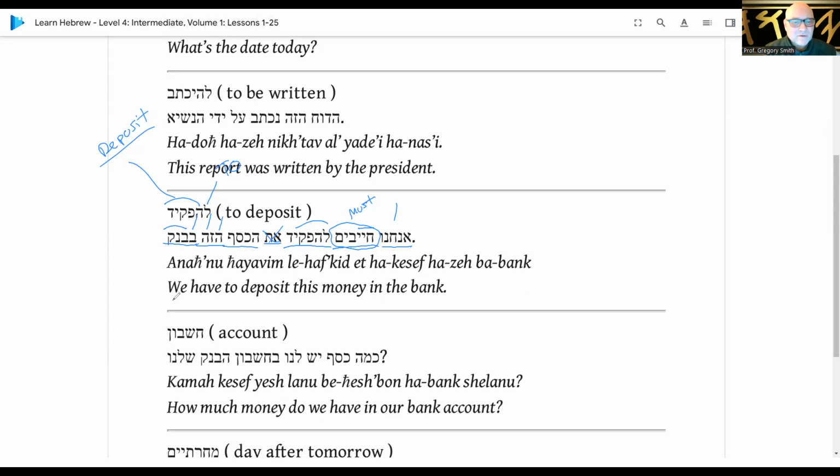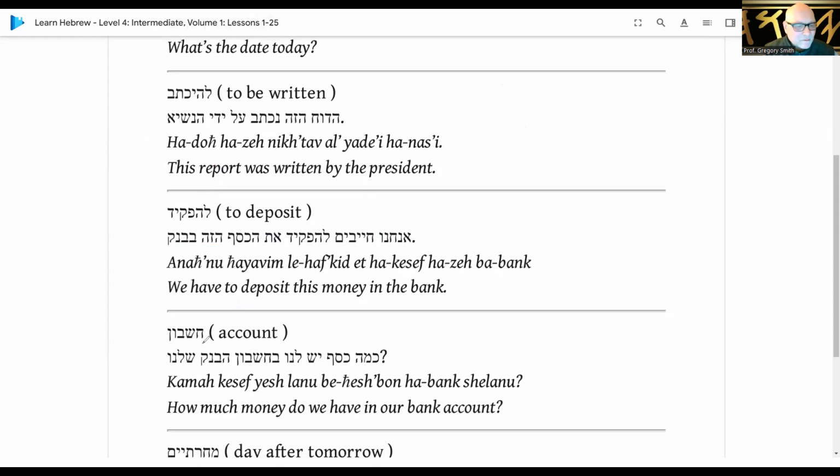Okay, so let's see how they did. We have to deposit. Okay, so this is must. We must deposit this money in the bank. Yeah. Hakesef hazeh. Now, what I want to see is that hazeh one. I think it means literally that, this. הזה. Yeah, hazeh. It's like, literally, the, this. Hazeh, thus this. Okay.